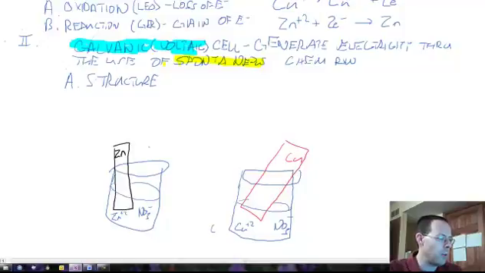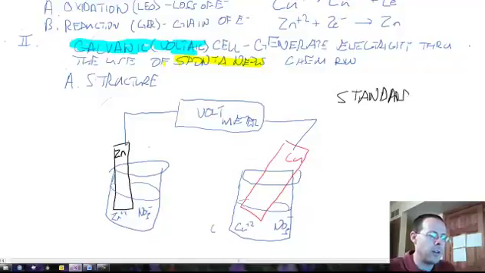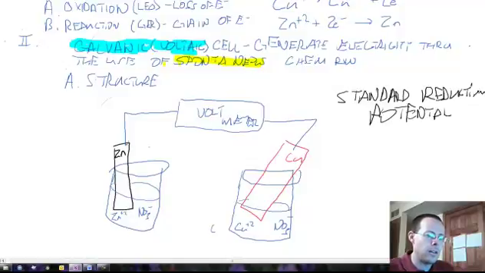What we can do is hook a wire to the top of our zinc, and this can go this way. We're going to have another wire that hooks to our copper, and between these we're going to put a voltmeter. This will tell us how many volts are being conducted across our cell. If we were to look at a table of standard reduction potentials, which is available to you on the AP test, it is going to look something like this.